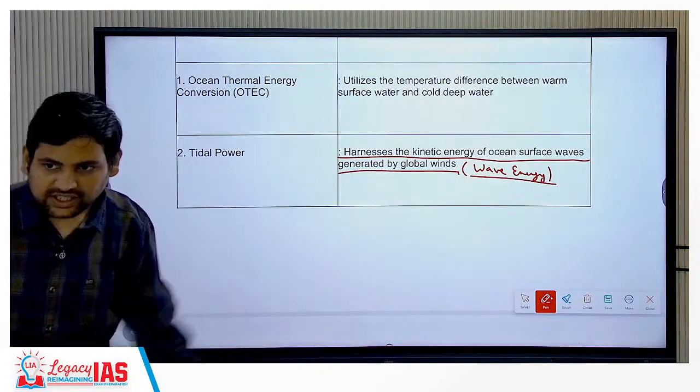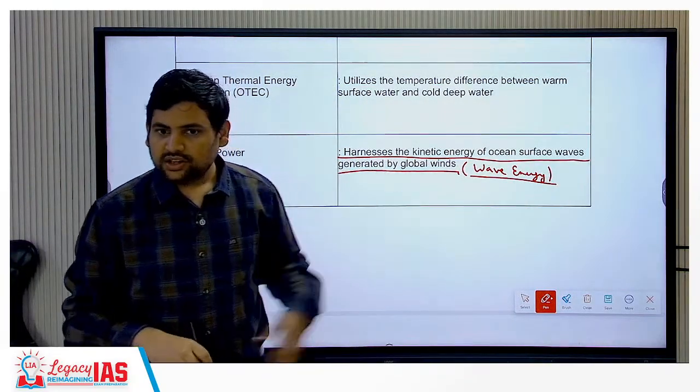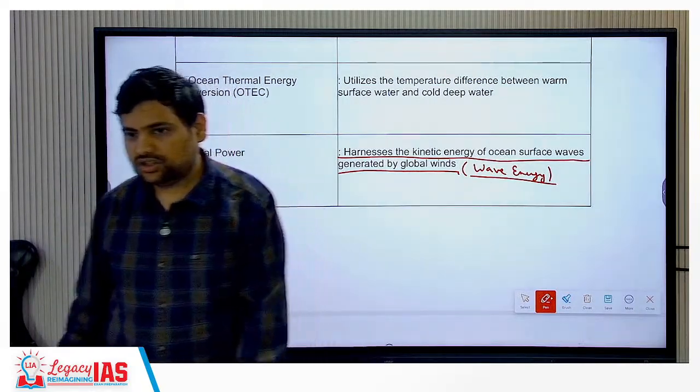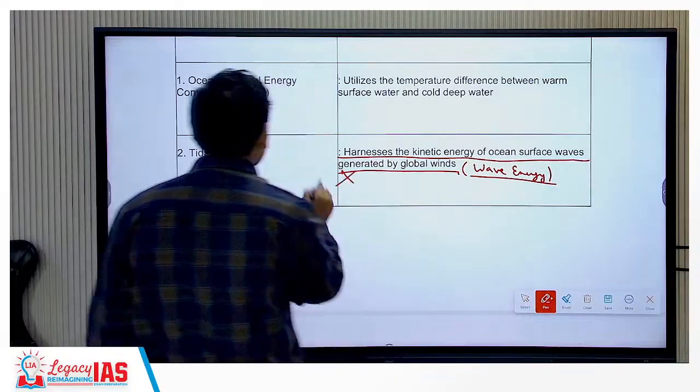Tidal energy will have tides, right? This is talking about global winds. Where do global winds flow? They are surface winds. Correct. So this is wave energy. This is wrong. This is correct.